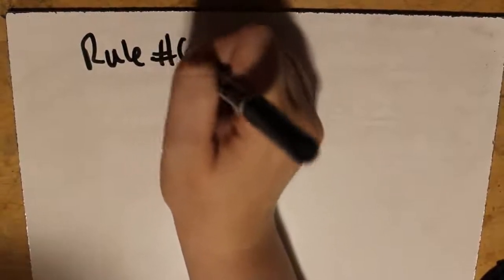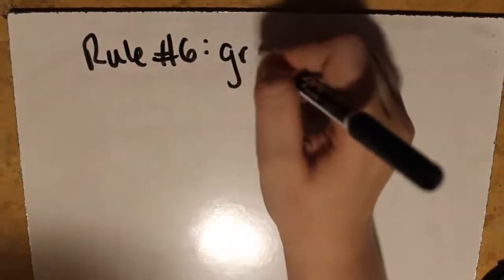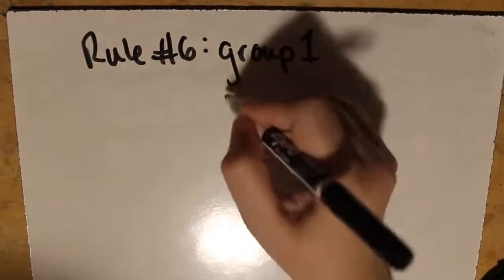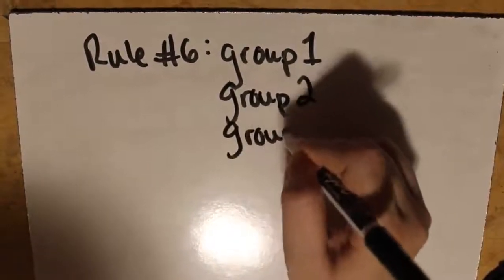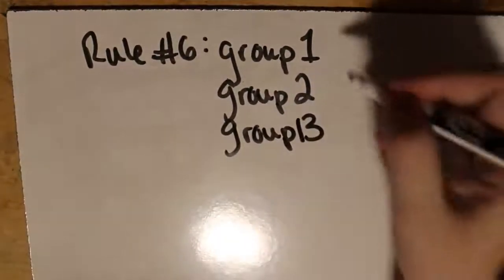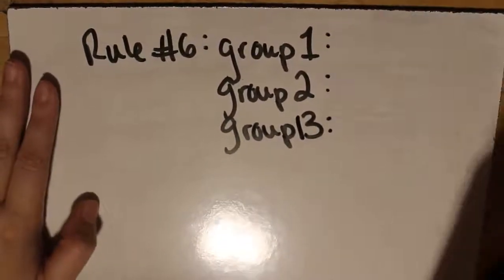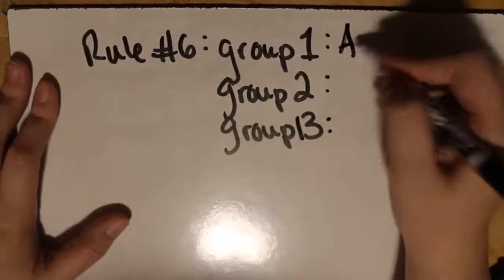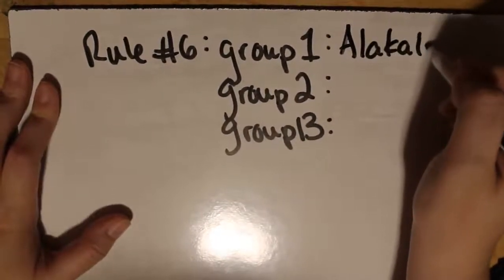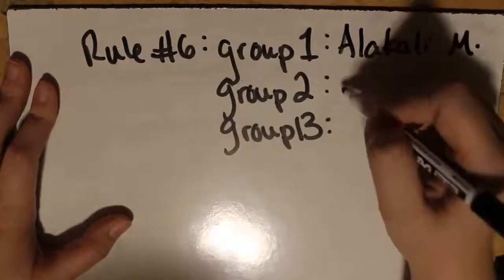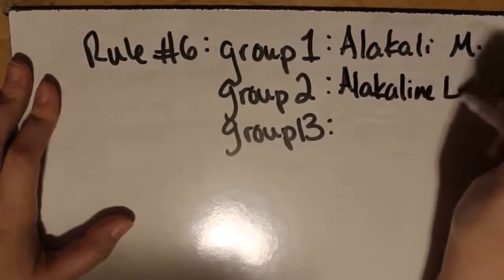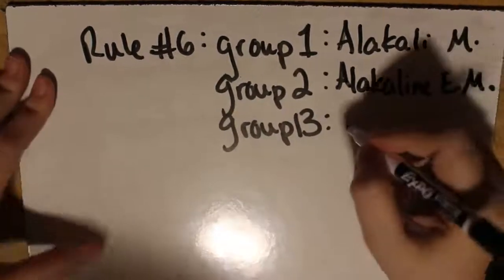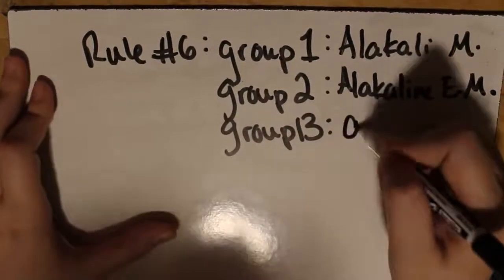So rule number 6 is for group 1, group 2, and group 13 on the periodic table. So group 1 are the alkali metals. I'm just going to put alkali M. These are the alkaline earth metals, EM. And then group 13 is aluminum.